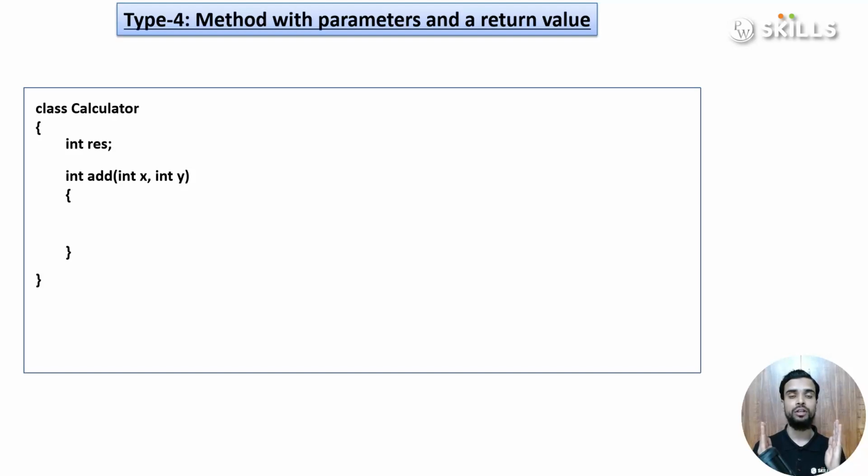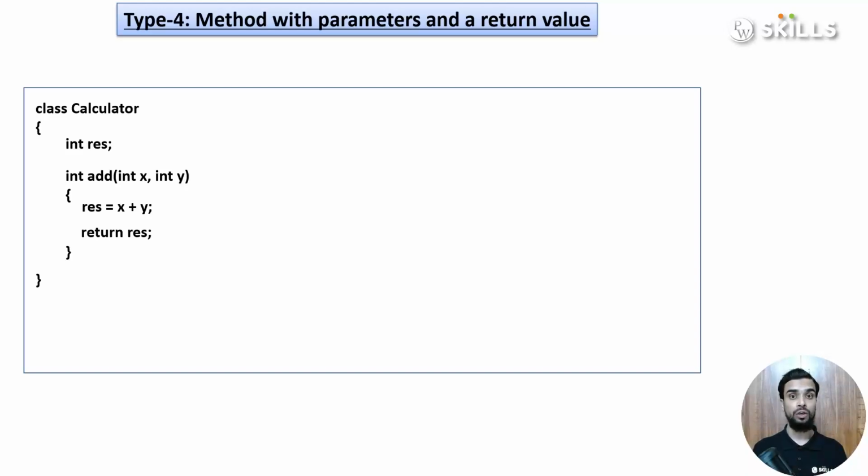In the body, the first statement would be simply to perform the addition operation between the integer values present within the variables x and y, and the result would be stored within the result variable res. And in the next line, as all of you know, in the type 4 methods, I'm not interested in printing the result inside the add method. I would want to simply return that result to the caller, and that can be accomplished by using the return statement like this. Very subtle and simple example with respect to type 4 methods.